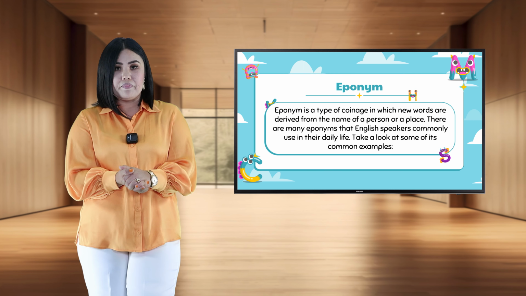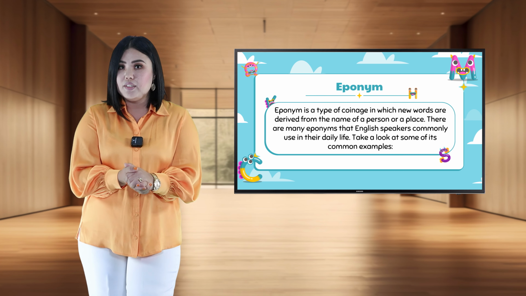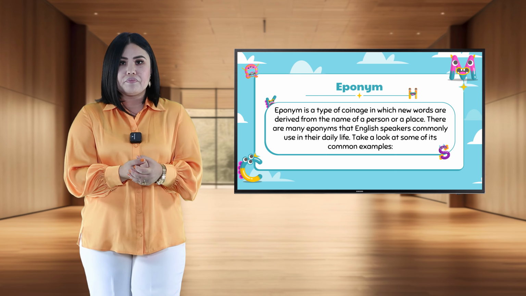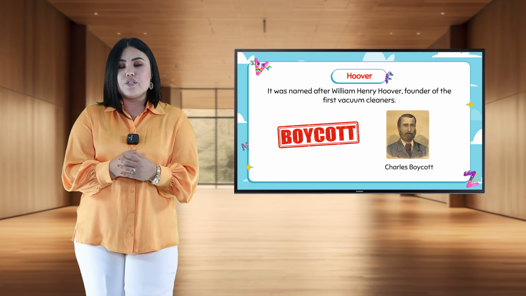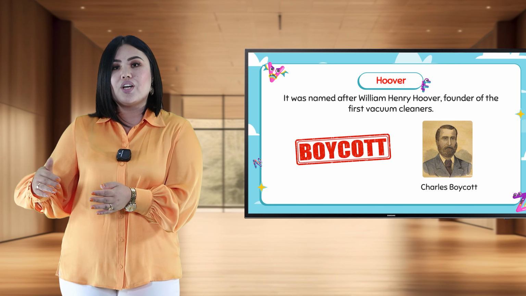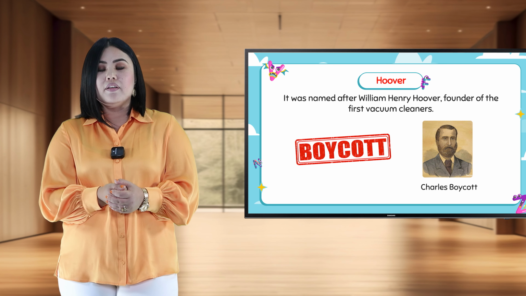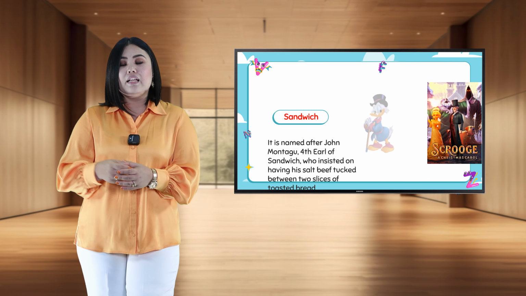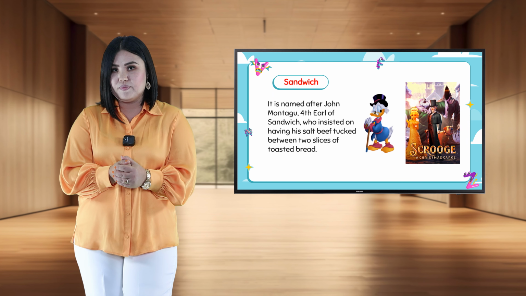Next, eponym. An eponym, a new word, is formed from the names of real or fictitious persons. The word eponym came into use in 1833 from the Greek word eponymos. For instance, Scrooge. Scrooge, the character in Charles Dickens' book. Or boycott. Charles Boycott, an Irish land agent.